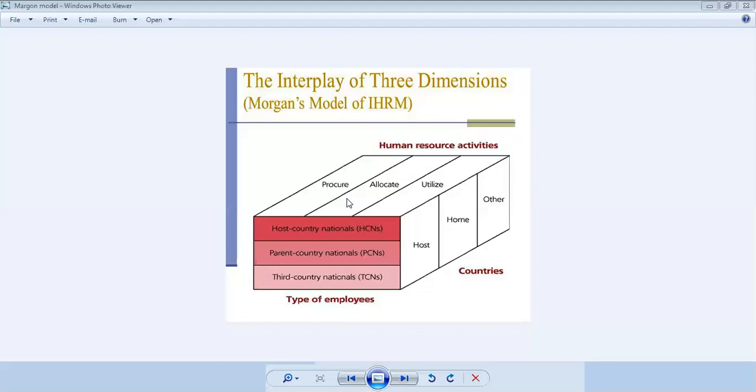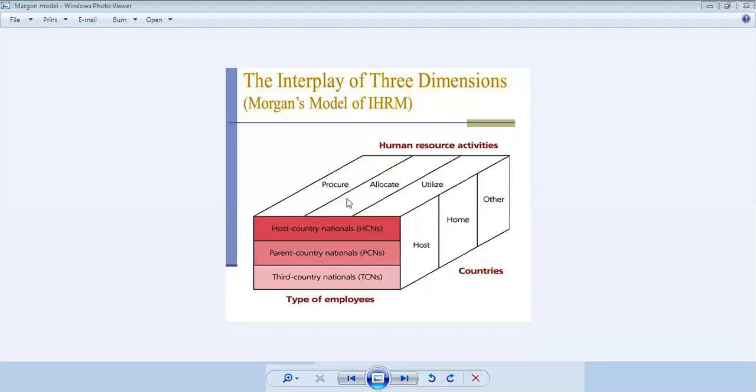Take an example, suppose the company originated from India, and it has its subsidiary in America, but in that subsidiary we have employed employees from Japan, or we have employees from Bangladesh. So these employees are known as third country nationals.